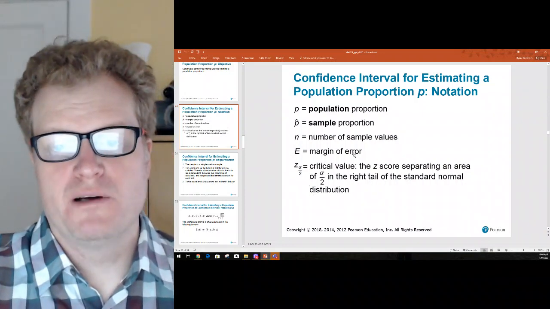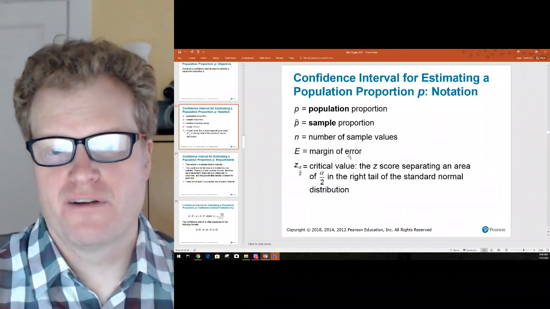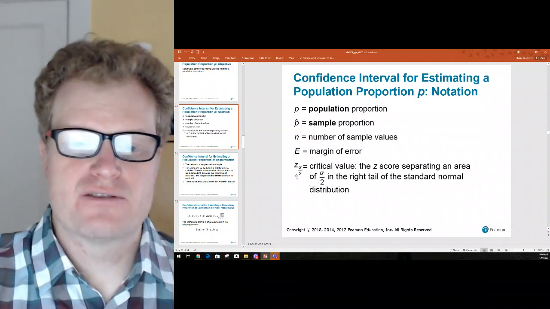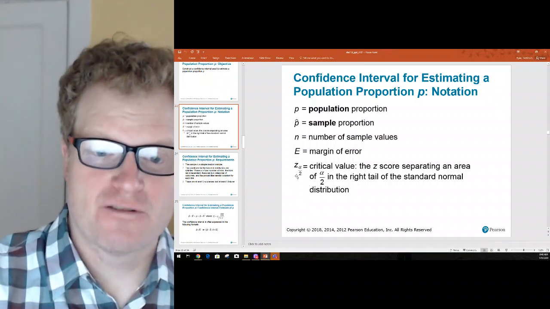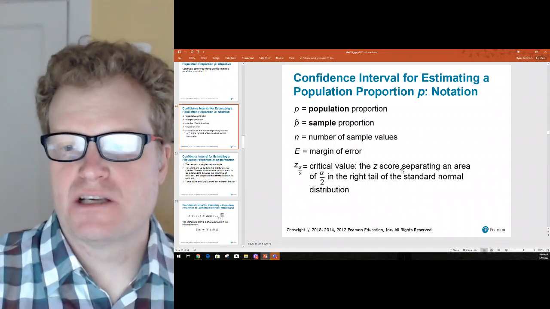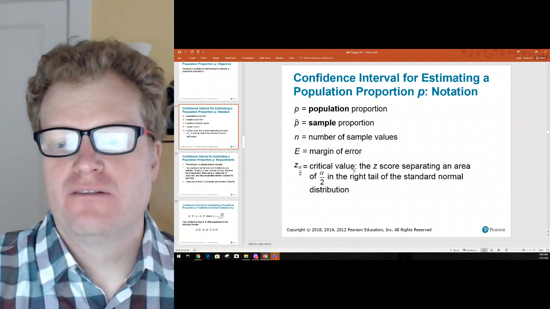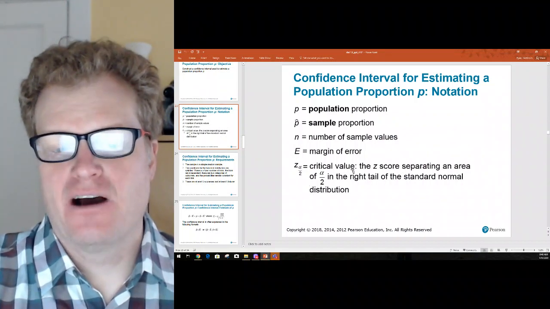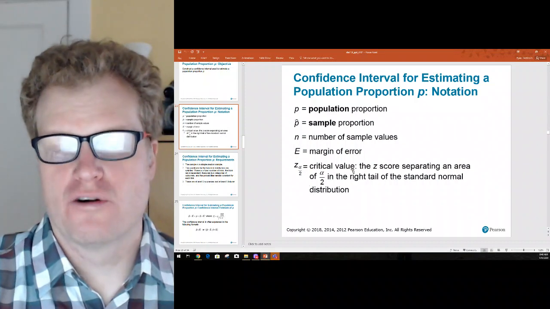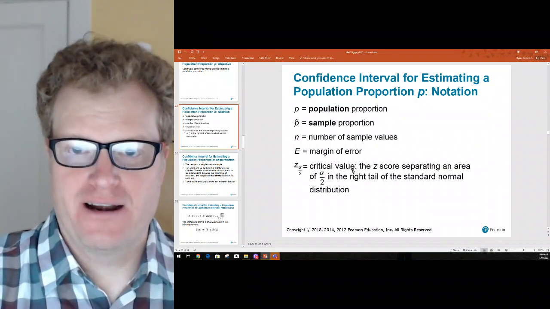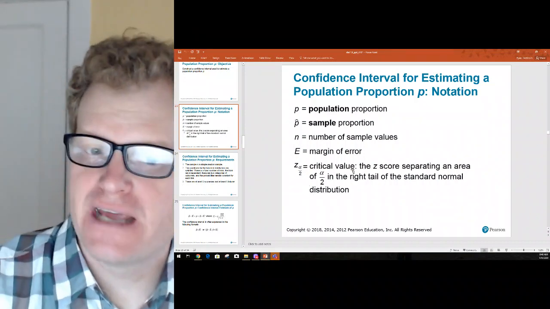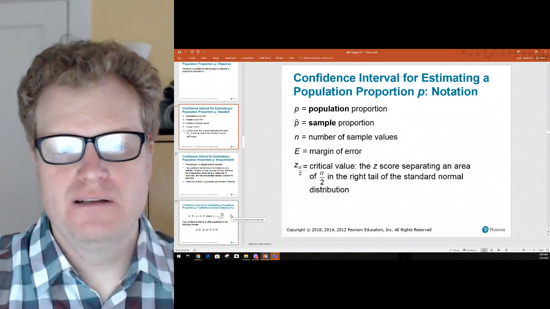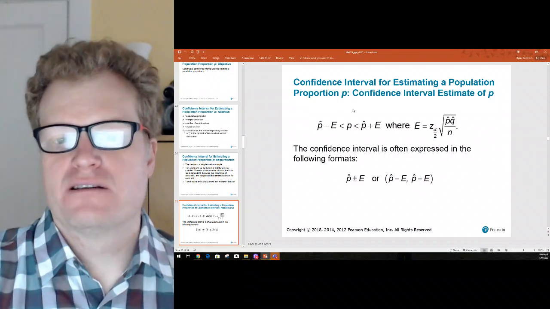This is what we're building when we're using to create our confidence intervals. And then we're going to talk about this critical value, and I'm going to show you how to find these critical values on StatCrunch. And this is a z-score separating the area from the right tail from the standard normal distribution. What we're going to do is look at how this looks on a normal distribution. We're going to cut off the tails, and where we cut off those tails is going to be these critical values.